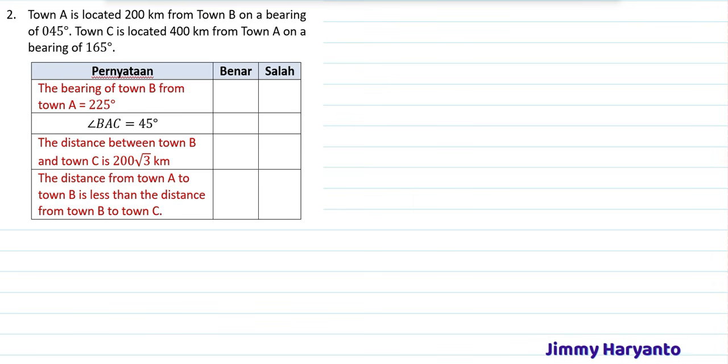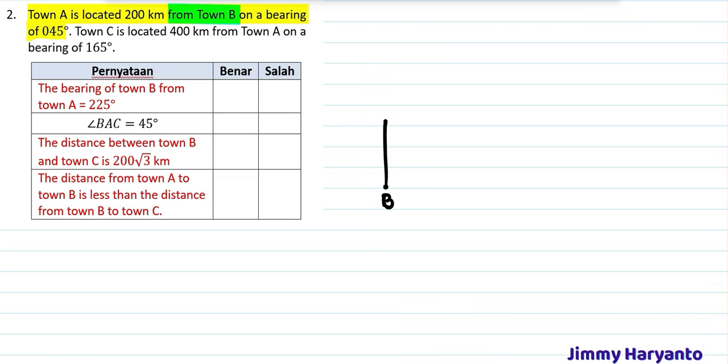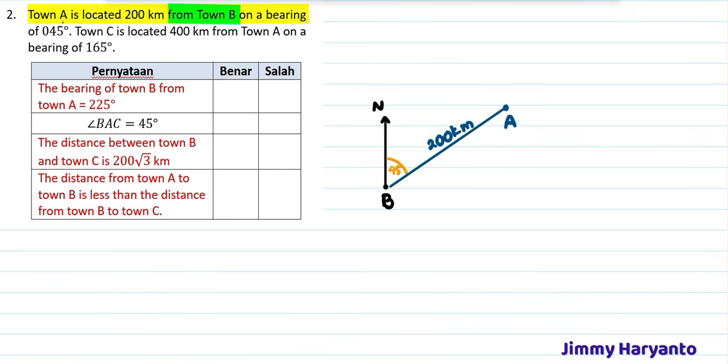Okay, next is question 2. For question 2, it's about bearing. I want you to focus on this sentence first, especially this one: from town B. From town B means you have to draw the point of B first. That's the first step. And then you will draw the north line like this. And then you will measure 45 degrees because it says 45 degrees. So 45 degrees may be this big. And then you create a line like this, and you'll get the town A, and the distance is 200 kilometers. Okay, that is the first.